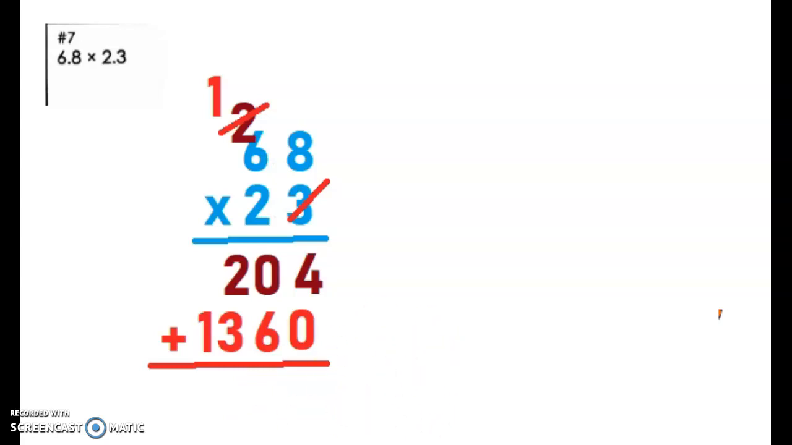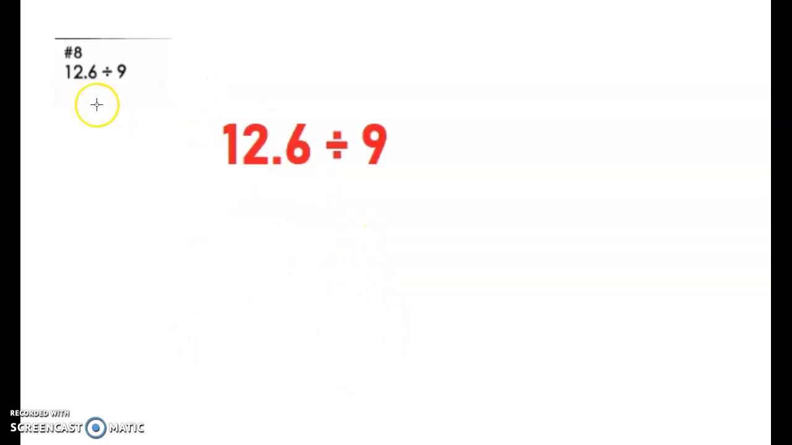All right. Okay, number 8 says 12.6 divided by 9, or 12 and 6/10 divided by 9. So you have to figure out, there's someone that's going to go in this little division house, right? I have to figure out who.